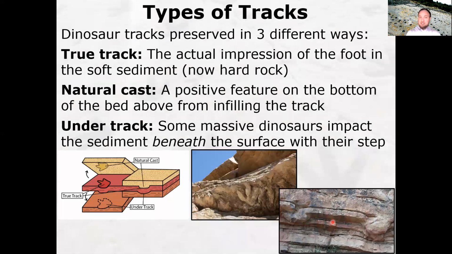So let's talk about the different types of tracks. Dinosaur tracks can be preserved in 3 different ways. The most obvious one is the true track. The dinosaur steps in the mud or steps in the sand and it leaves an imprint. That's the actual impression of the foot in the soft sediment. And this gives us all kinds of insights into how fast that thing was moving, how long its stride was, how tall it was, how wide it was.